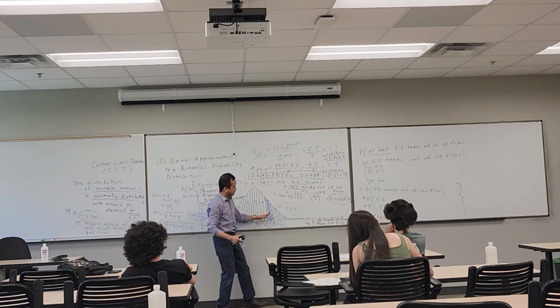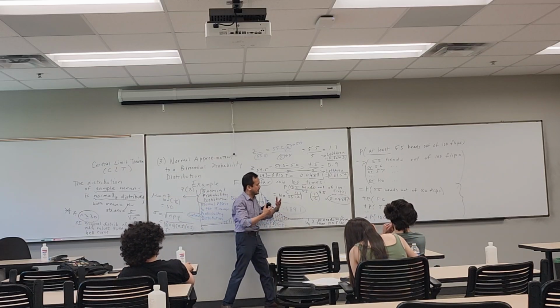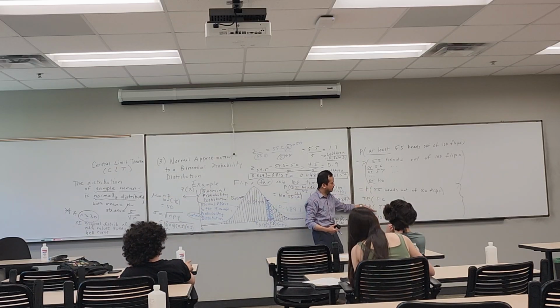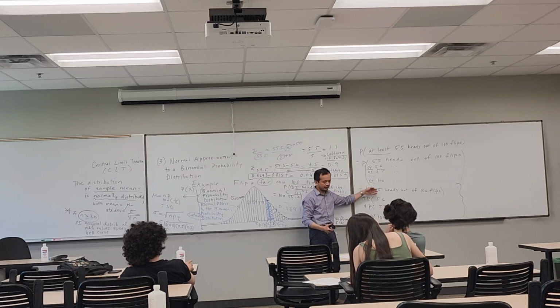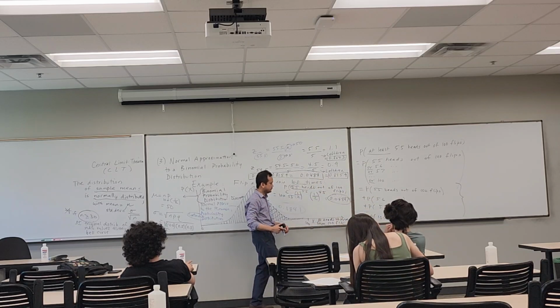So this total area to the right here ends up being the same answer as if we had added up all these probabilities from 55 on. Any questions?